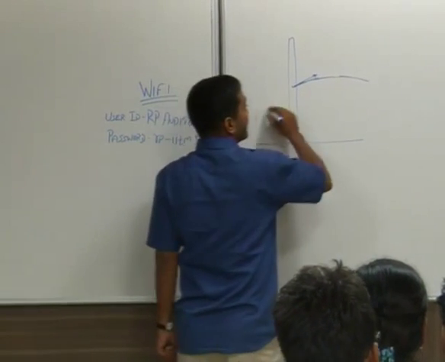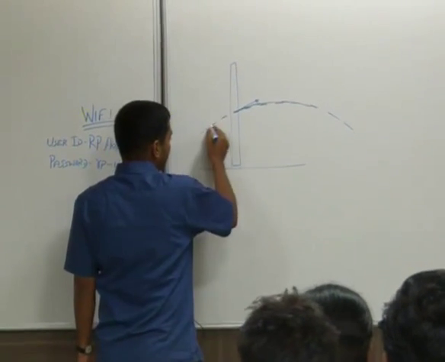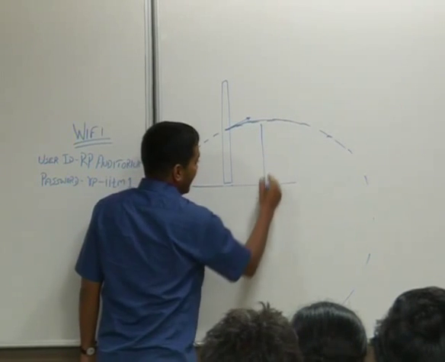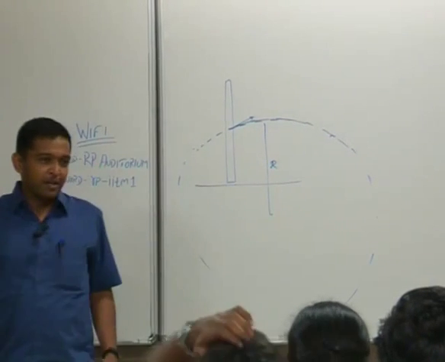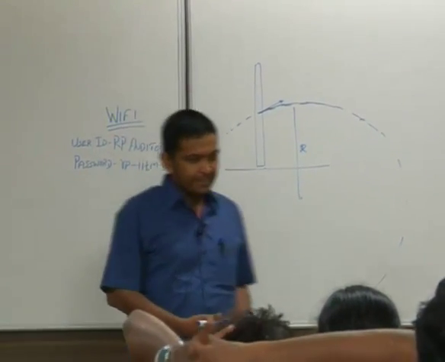So I'm going in an arc of a circle like this. Now that circle will have a center and a radius of curvature. It's not a good diagram here.